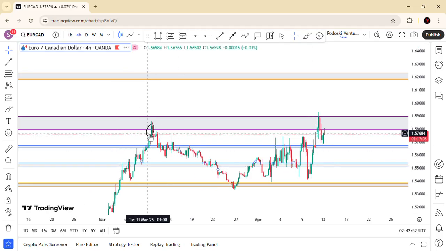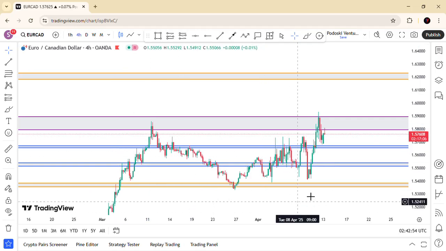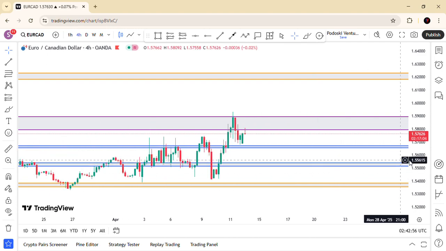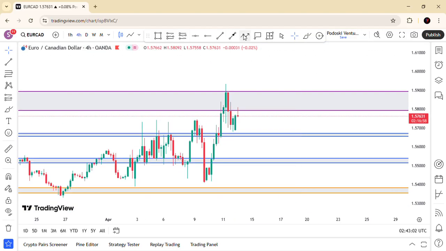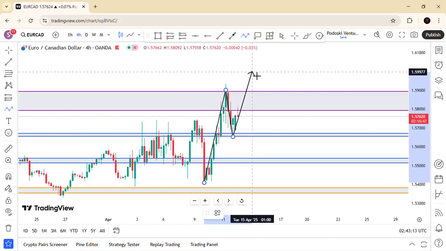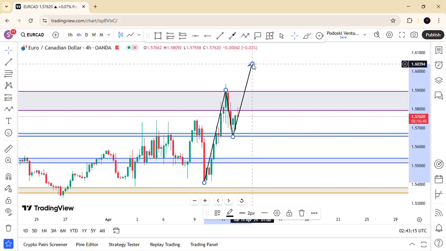Here on the 4 hour time frame on EuroCard, we'll be looking for a buying opportunity because of how price has reacted here. We are seeing a very nice buying market, a break to the upside, a higher high, and a higher low. So we should be expecting more buying pressure on EuroCard.